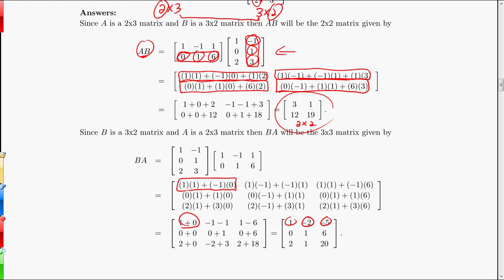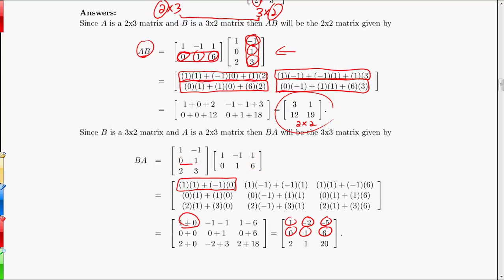Right? And so on. If I want the second row, first column, I'm going to take 0 times 1 plus 1 times 0, which is 0. Second row, second column, I'm going to take 0 times negative 1 plus 1 times 1, which is just 1. Second row, third column, 0 times 1 plus 1 times 6, 6.